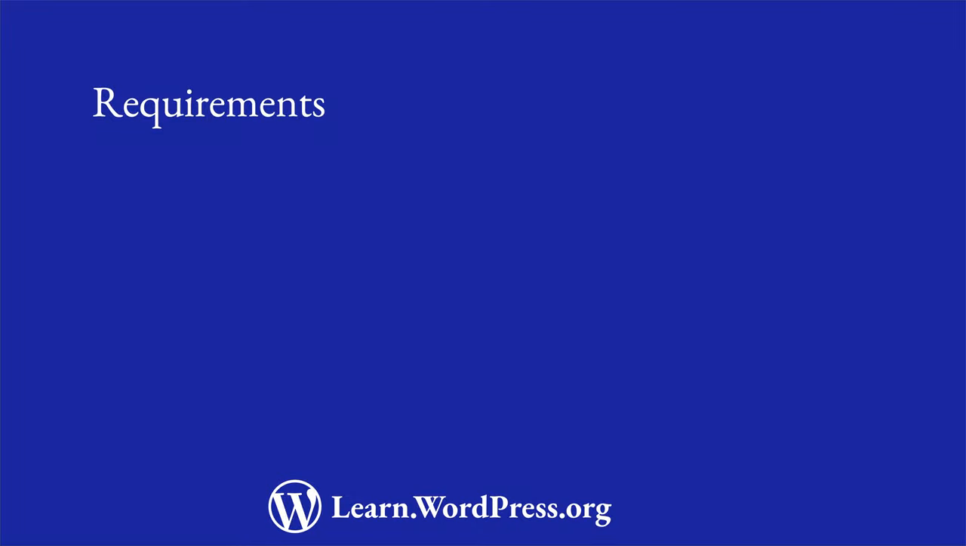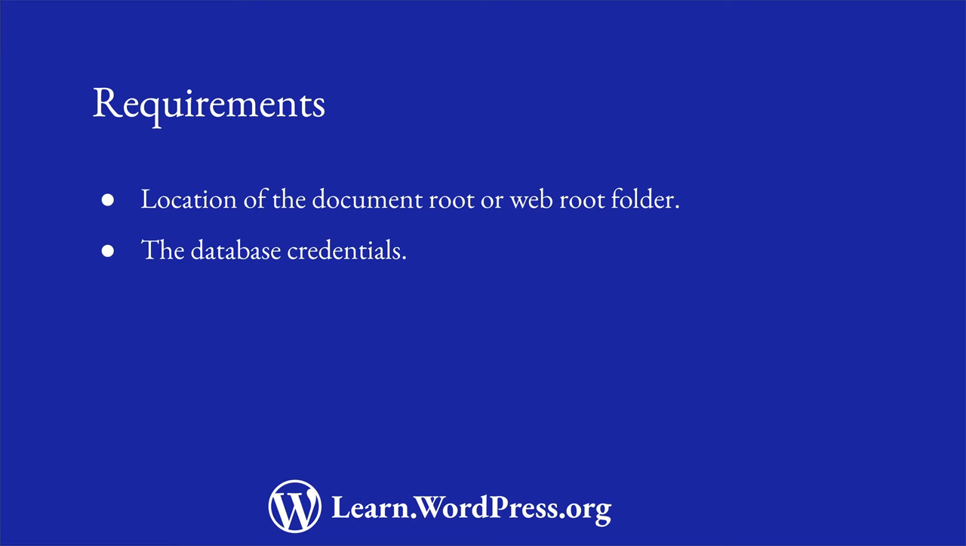Before you can install WordPress, you will need to know the following details about your local development environment. The location of the document root or web root folder. This is the folder that your local development environment uses to serve files to the web browser. The database details. This includes the database server name, database name, the database username, and the database password.